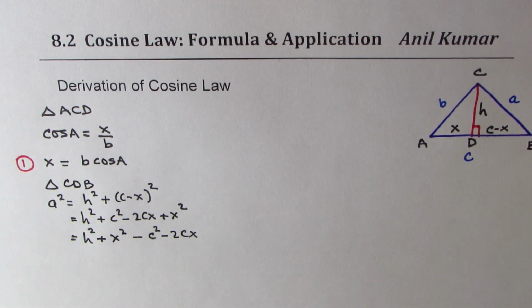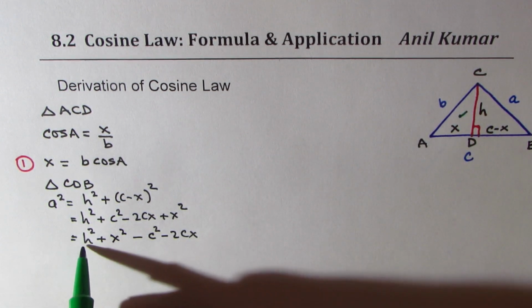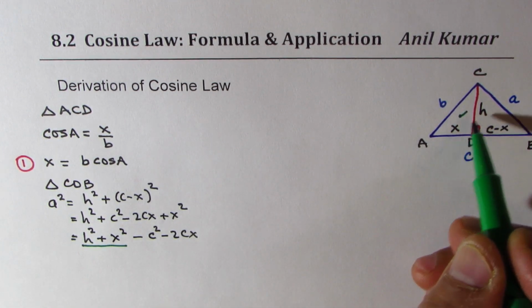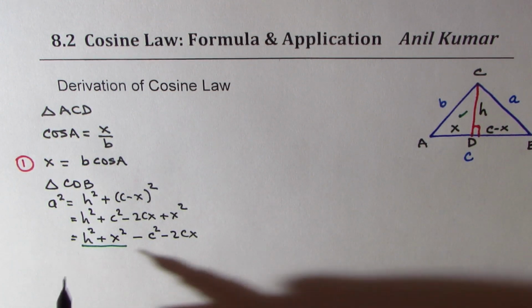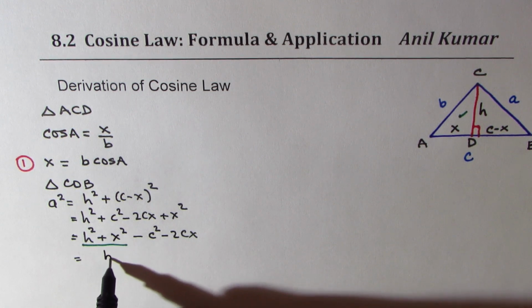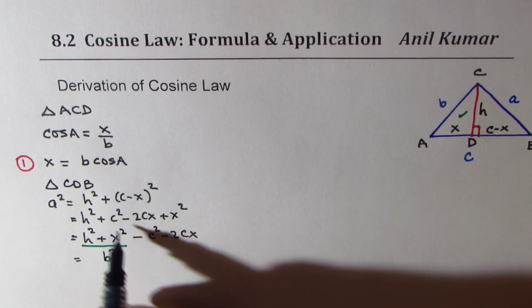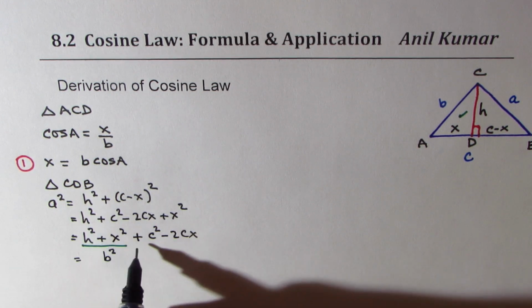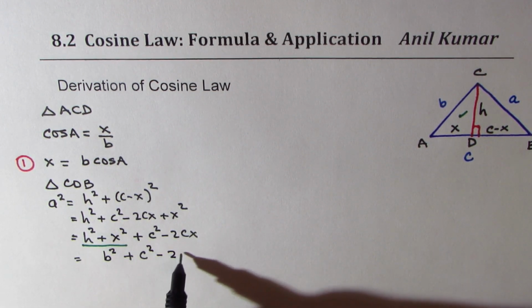Now as you know, this is a right triangle, right? So in this triangle, the sum of these 2 squares, h square plus x square, will be the hypotenuse square, b square that is, right? So we could write this as b square, and this is plus c square. So it is b square plus c square minus 2cx.